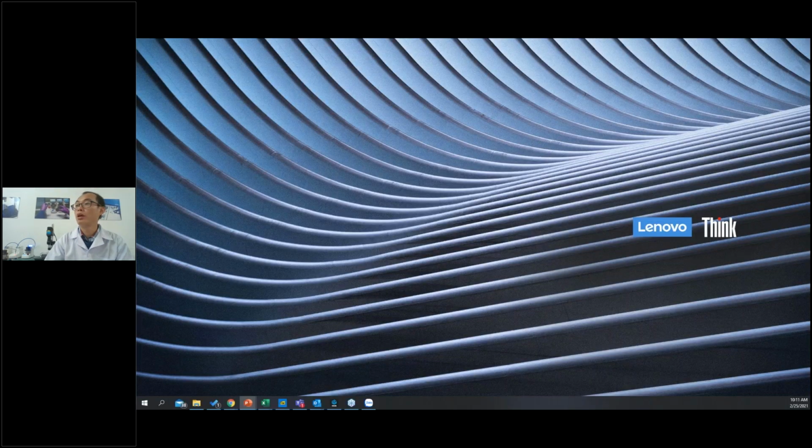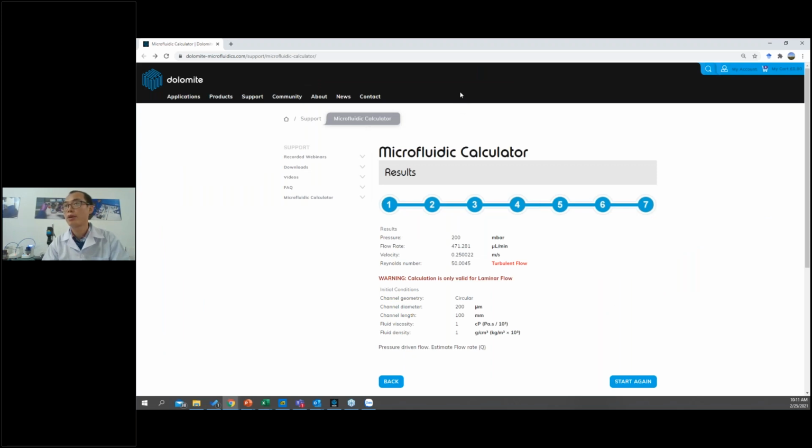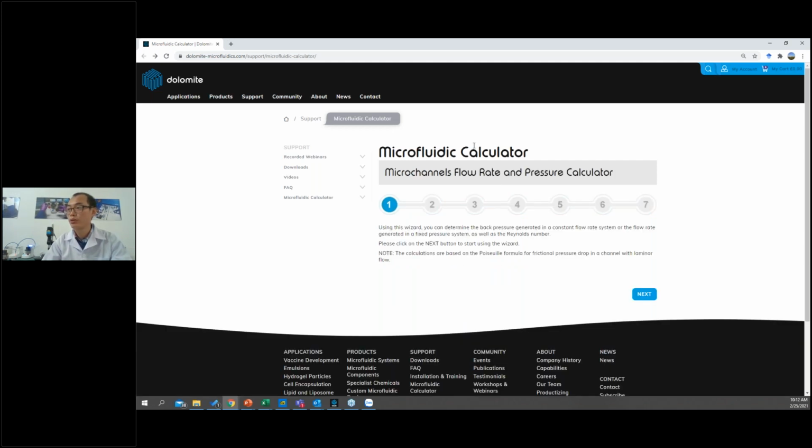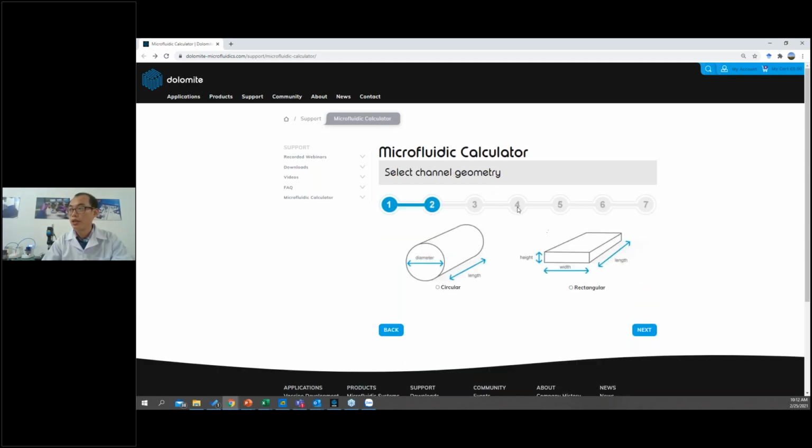We also put a link to access this microfluidic calculator tool into the chat box, so you can open the chat box and enter the link. With this tool, you can determine the back pressure generated in a constant flow rate system, or the flow rate generated in a fixed pressure system, as well as the Reynolds number. Here you can select your channel geometry, so you can choose circular or rectangular geometry.